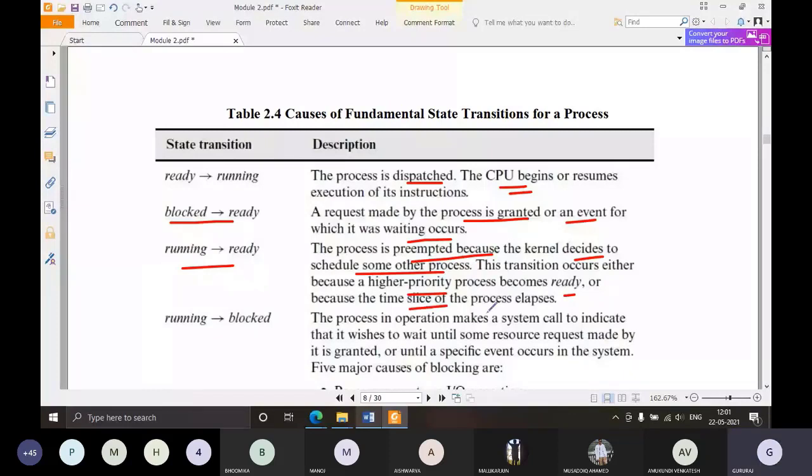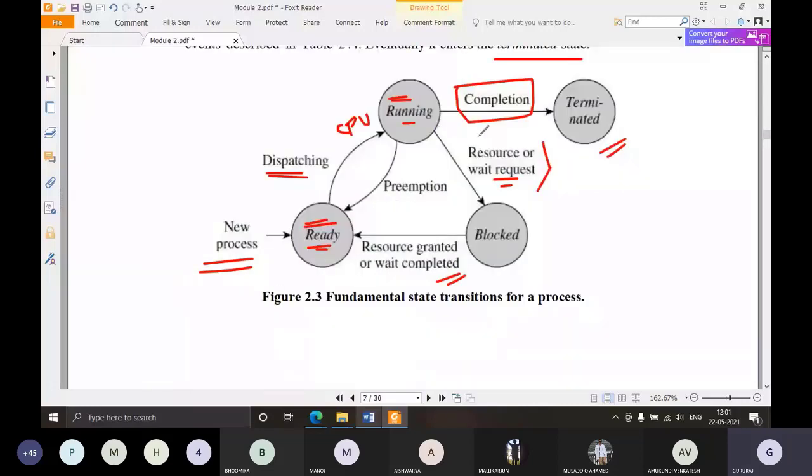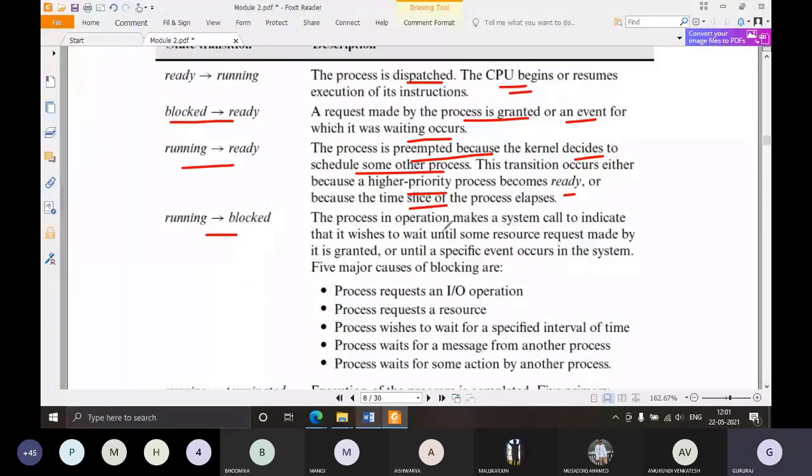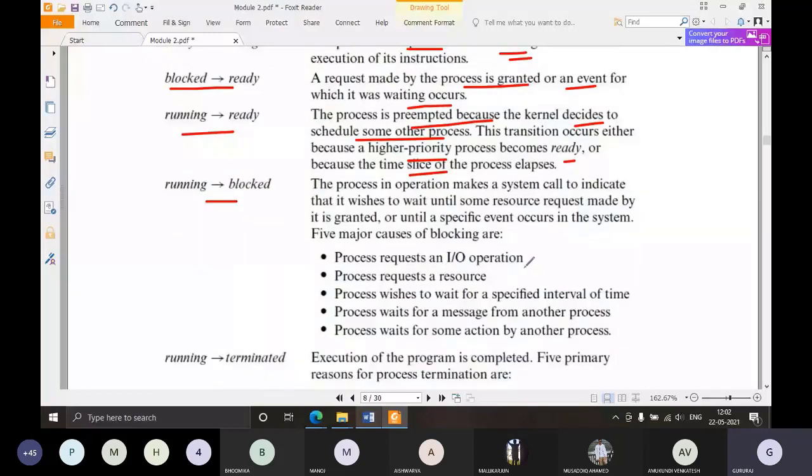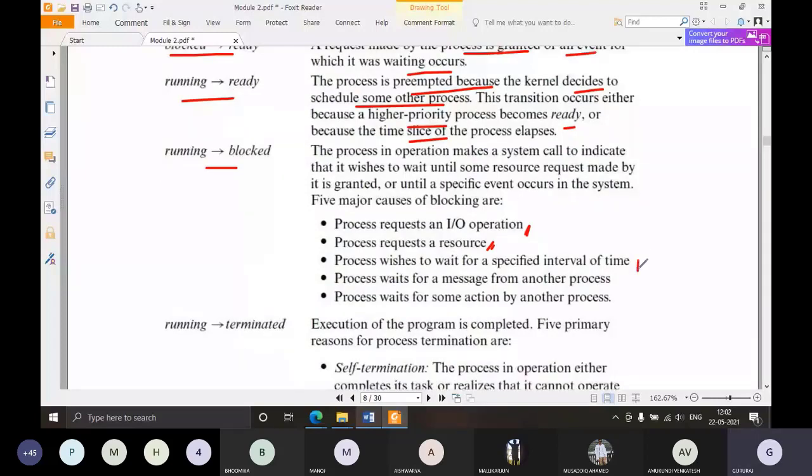Next is from running to blocked. When will the process state transition happen from running to blocked? If the process which is running requests a resource or an IO operation. There are 5 major causes. Process requests an IO operation, process requests a resource like a printer. Process wishes to wait for a specific interval of time. Let's say the process which is making use of the CPU wants to wait for a certain interval of time. In that case also it will enter the blocked state.